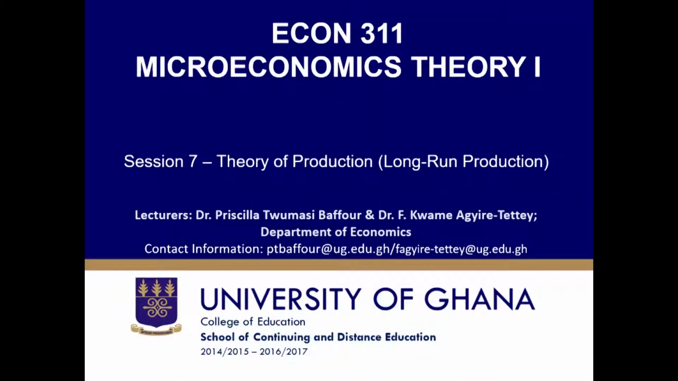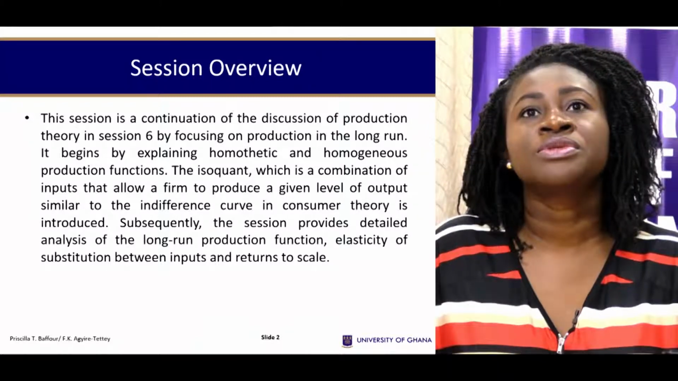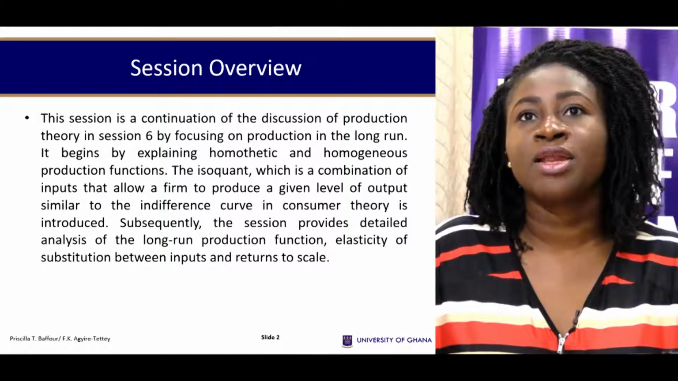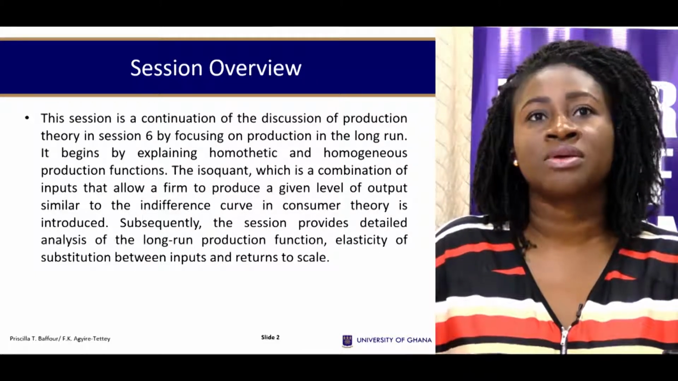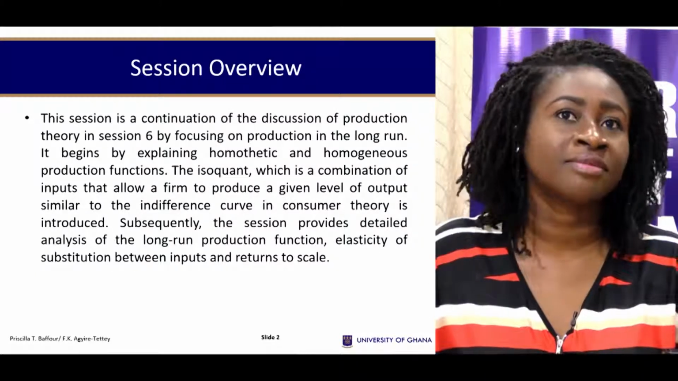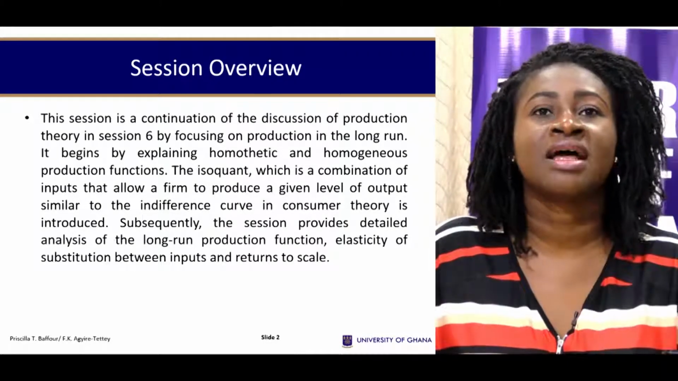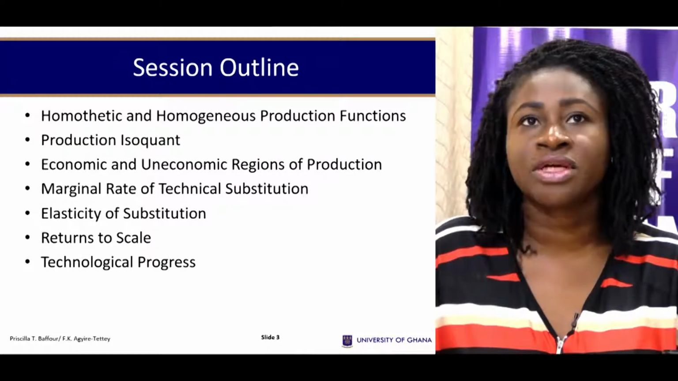Hello once again and welcome to section 7, which is still on production theory, but this time I'll be treating production in the long run, right? So this section continues by focusing on production in the long run. And it begins by explaining homothetic and homogeneous production functions, the isoquants, which is a combination of inputs that allow firms to produce a unit of quantities, and then subsequently we'll provide details on the long run production function.